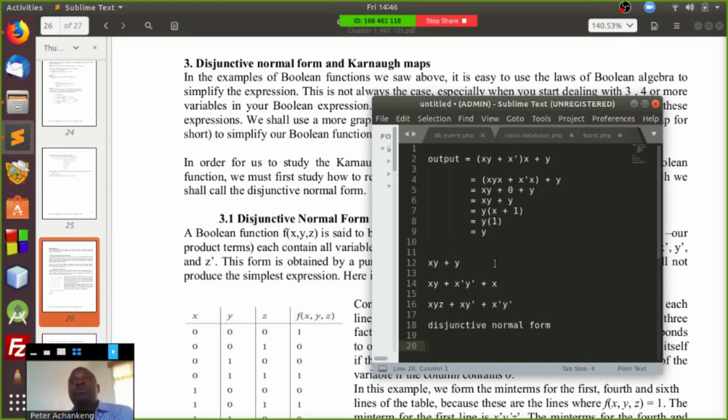The first thing we are going to exploit is that x plus x prime is always equal to what? Something and its complement. X plus its complement is equal to what?